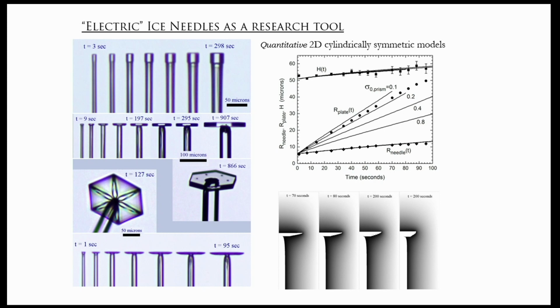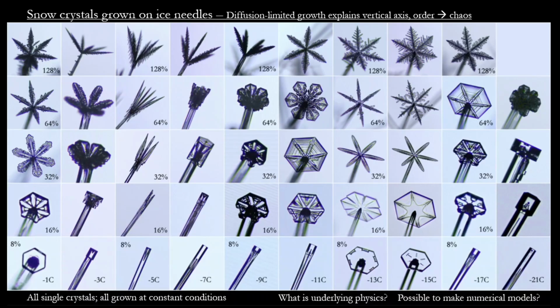You can measure growth rates of various pieces. We do these cylindrically symmetric models, and they work to some degree. And we can make all these different things. So we've explained part of it. I mean, the diffusion limited growth gives you this axis. Okay, we understand the complexity. We can't model every detail because it's too hard. But with a computer, you can model dendritic structures, including dendritic structures over here.